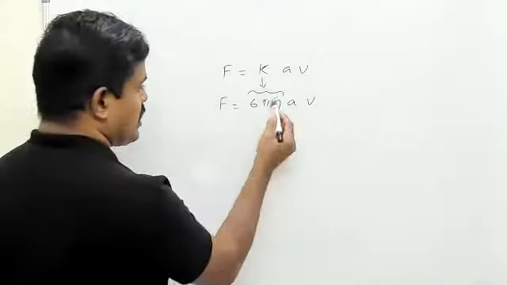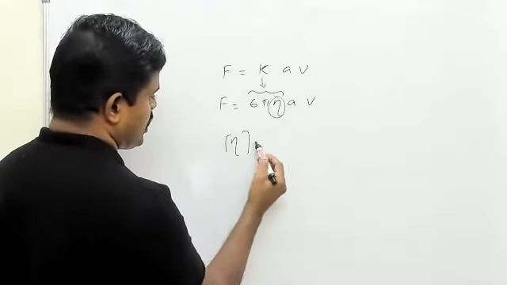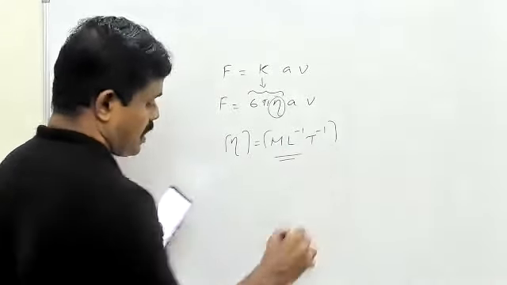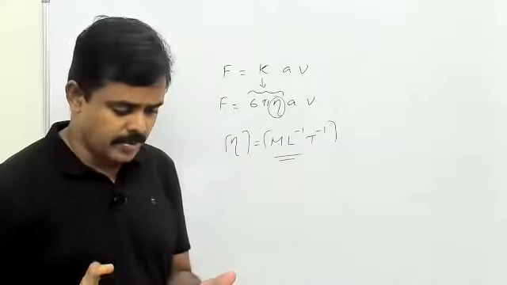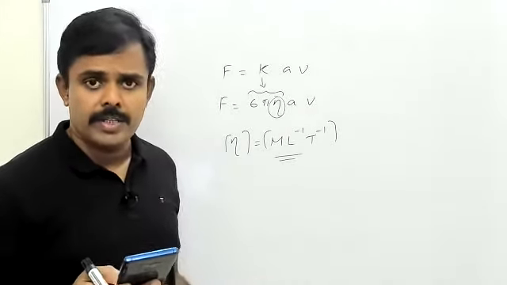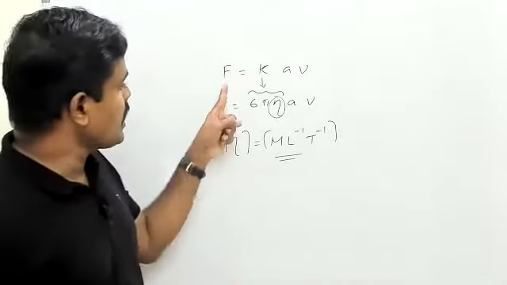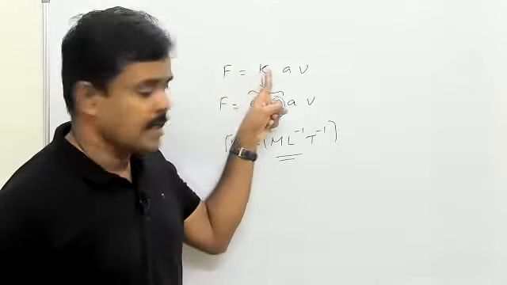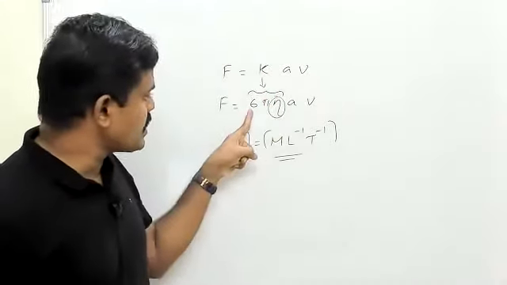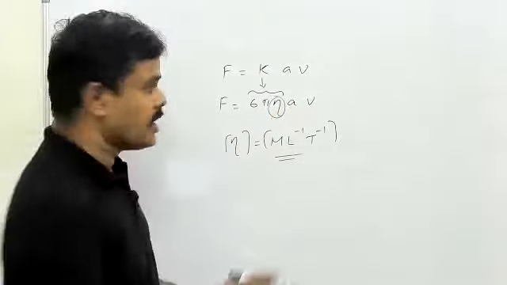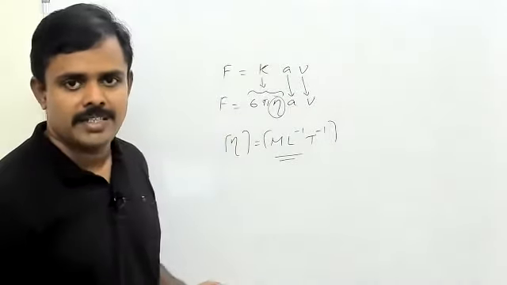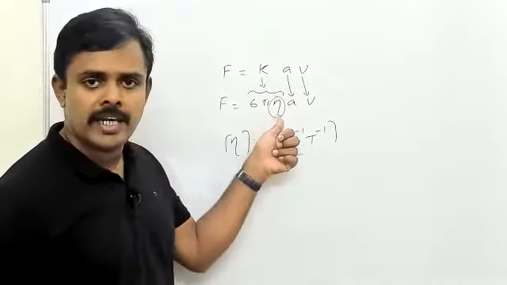Dimensions of eta we have found out. We don't have to do that again. It is ML raised to minus 1, T raised to minus 1. Okay. That's a repeated question. Question number 4 is similar to question number 3. In question number 3, they write force as K, A, V. And when it comes to question number 4, they write it as 6 pi eta AV. Then in place of K, you got 6 pi eta. They have called the 6 pi eta together as K.